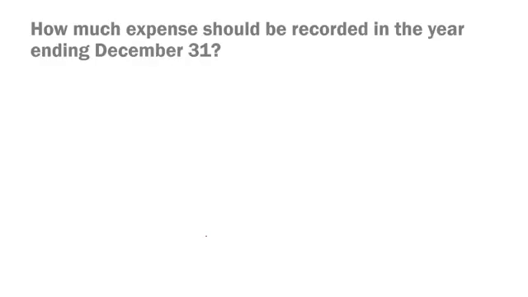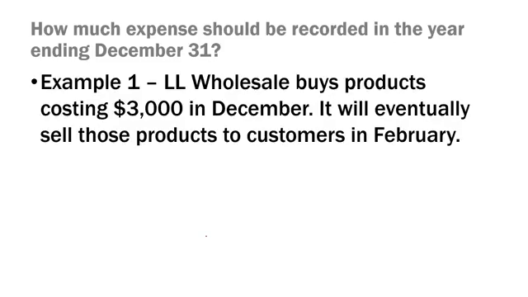How much expense should be recorded in the year ending December 31st? Well, the first example, LL Wholesale buys products costing $3,000 in December. It will eventually sell those products to customers in February. How much expense should be recorded the current year? None. The company has acquired an asset and it's probably paid cash to get that asset. So it has an inventory asset sitting on its books in the asset section of the balance sheet.